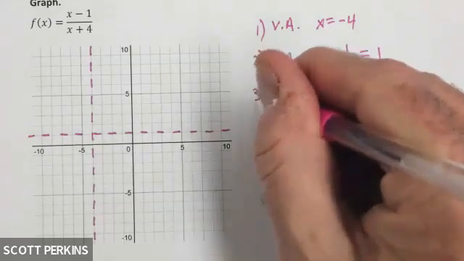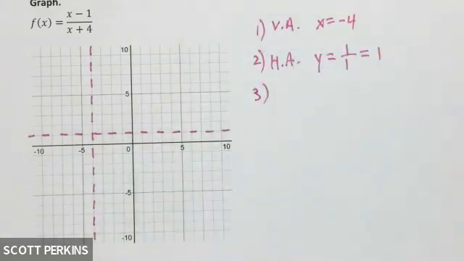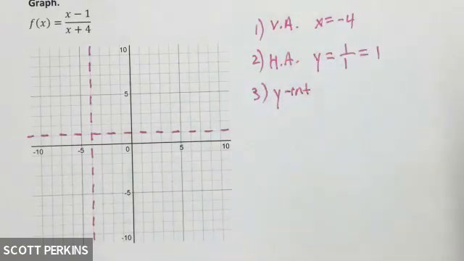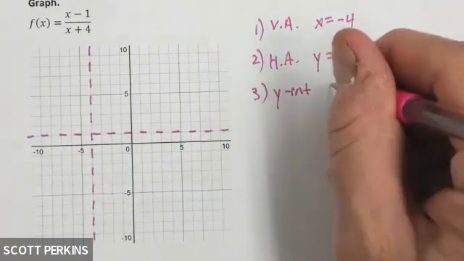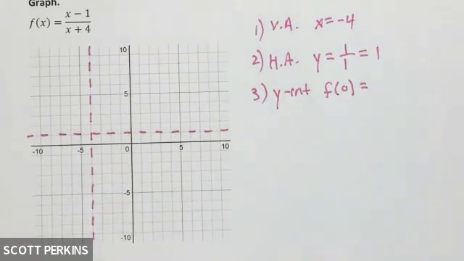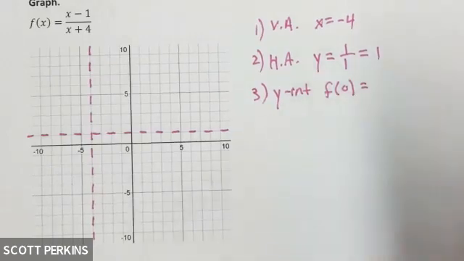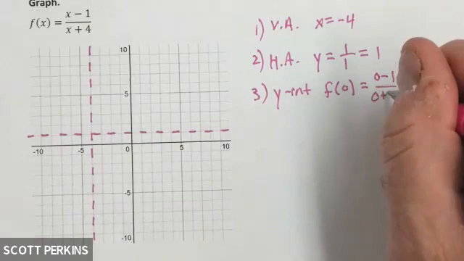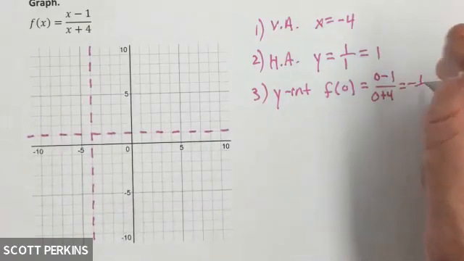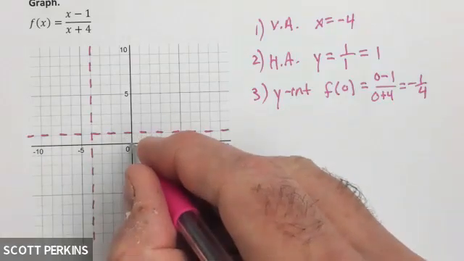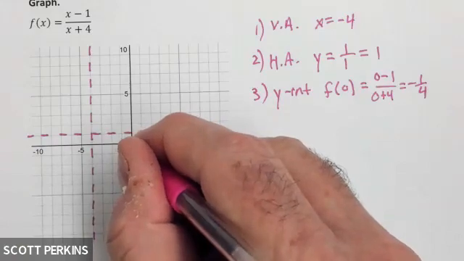So the third thing we're going to do is find the y-intercept. The y-intercept is what you get when you plug in the x value 0. So I'm going to write f of 0 right here. When I do that, in the numerator I get 0 minus 1. In the bottom, I have 0 plus 4. That is negative 1/4, or if you're fond of decimals, that's negative 0.25. So at the x value 0, I'm at negative 0.25. So I'm right around here.